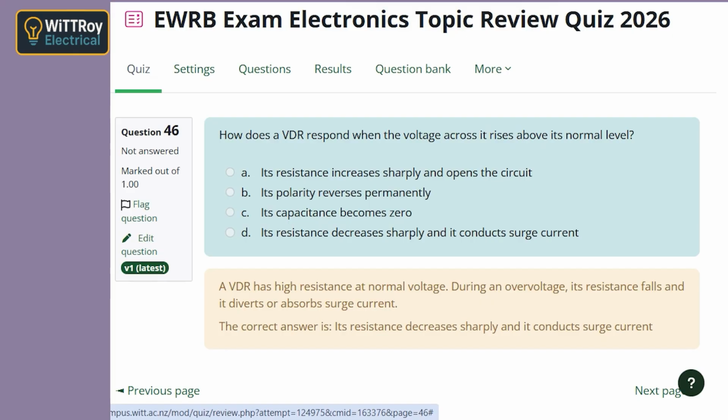That's the one. A VDR has high resistance at normal voltage. During an overvoltage, its resistance falls and it diverts or absorbs surge current. So when the voltage rises, the VDR's resistance falls and it conducts more surge current.